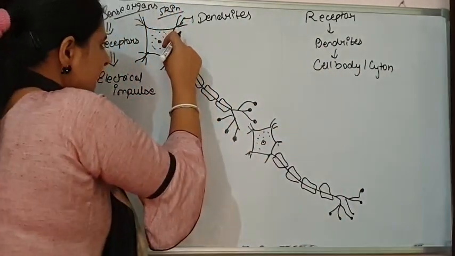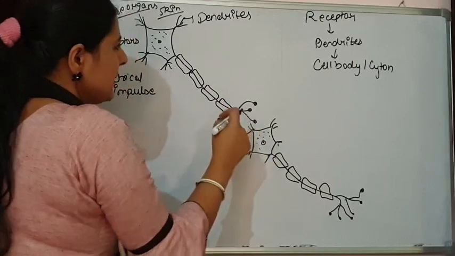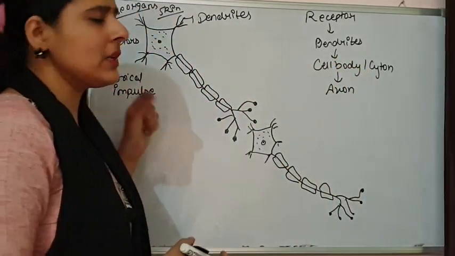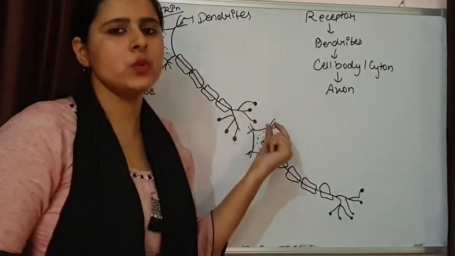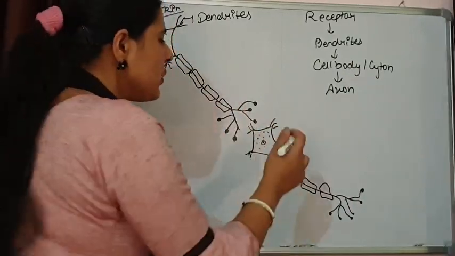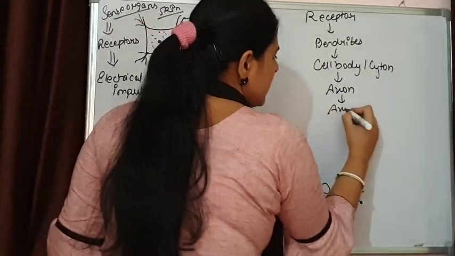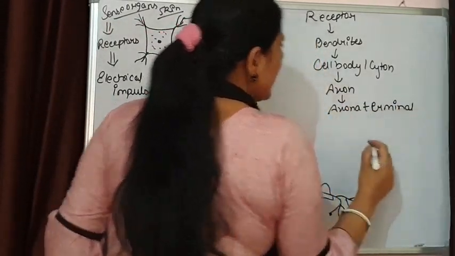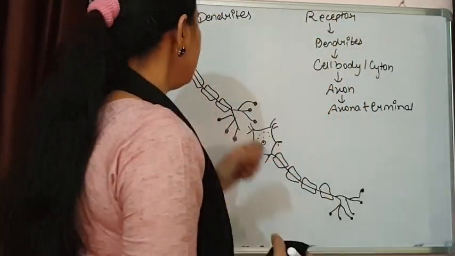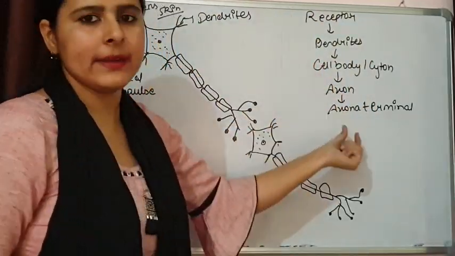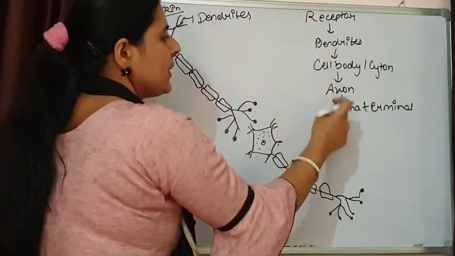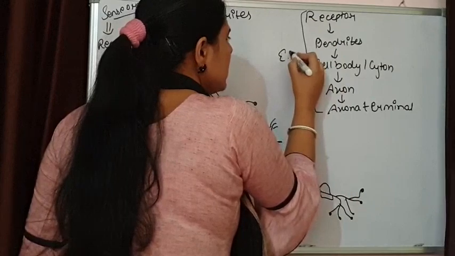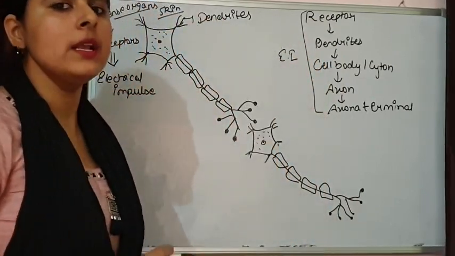Now this cyton is again attached to a long fiber, that is the axon. So next the electrical impulse will be delivered to the axon, and the axon leads to the axonal terminal. So this whole pathway is basically carrying the electrical impulse from the receptor to the axonal terminal. They are moving the signal in the form of an electrical impulse.